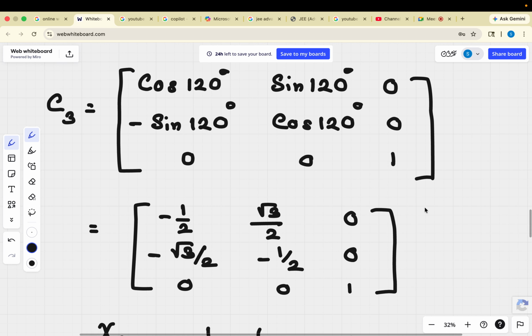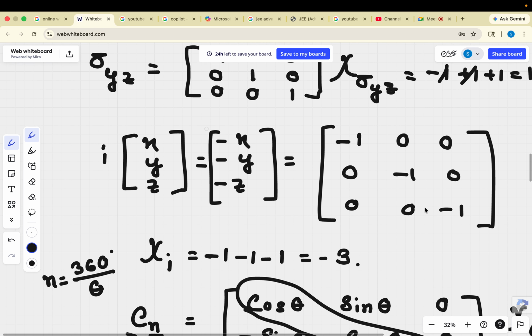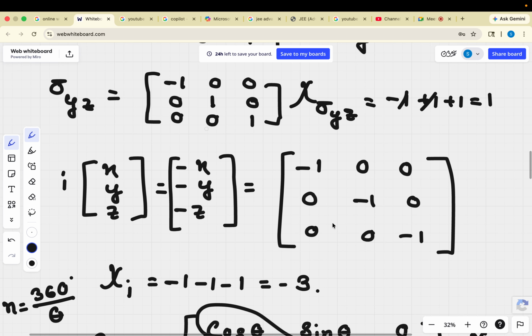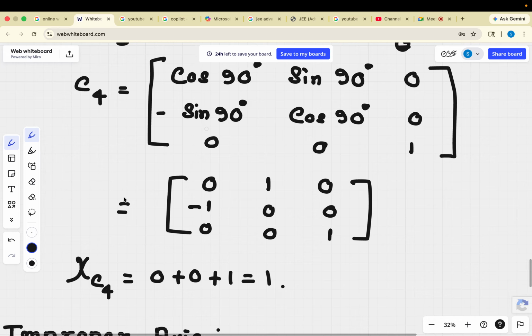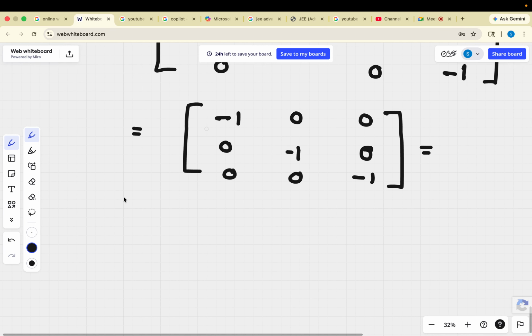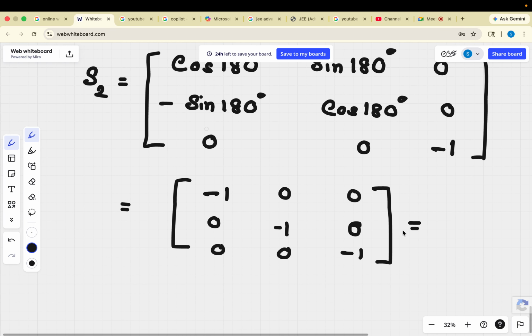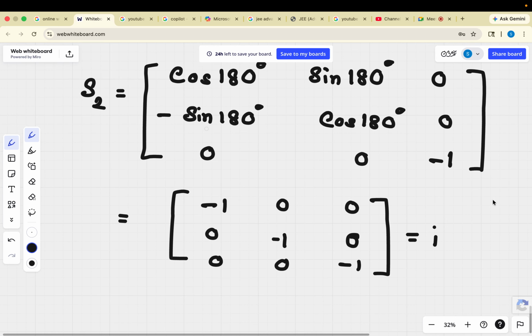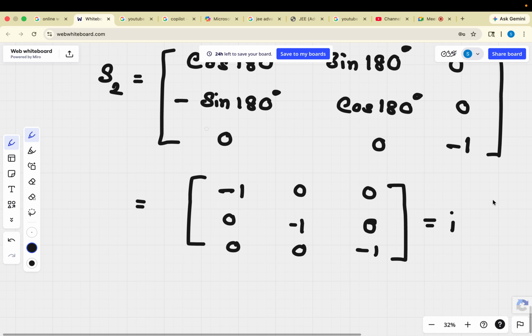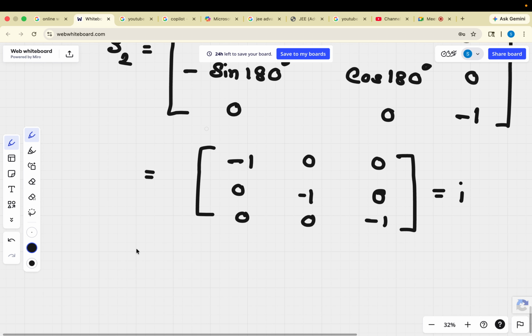If I go above, you can see we have already done this. This one is the inversion center, right? So this S2 is actually becoming equal to the inversion center. Yesterday I had written directly that S2 is equal to I, so that is the proof. If you put in the formula, you will also get the same thing. So S2 is equal to I.